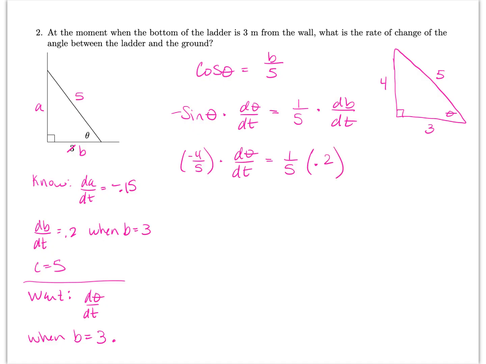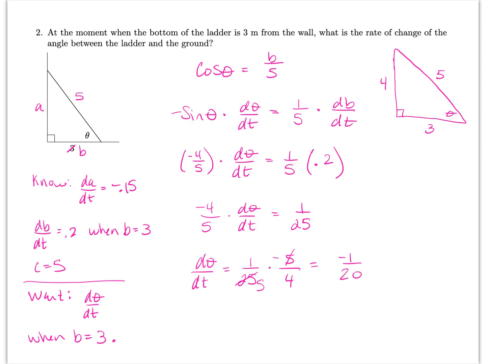Okay, so I have negative 4/5 times d theta dt equals 1 over 25. Okay, because 0.2 is 1/5. So 1/5 times 1/5 is 1 over 25. And then I just have to solve for d theta dt. I have 1 over 25 times 5 over 4, negative. I can reduce, and I get negative 1/20.